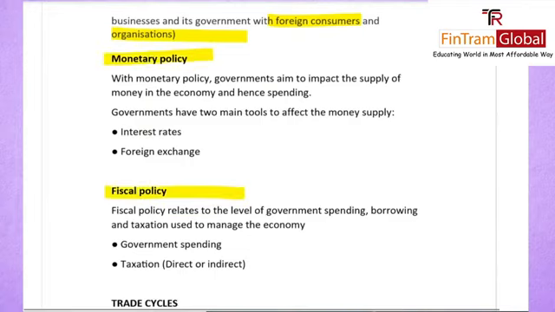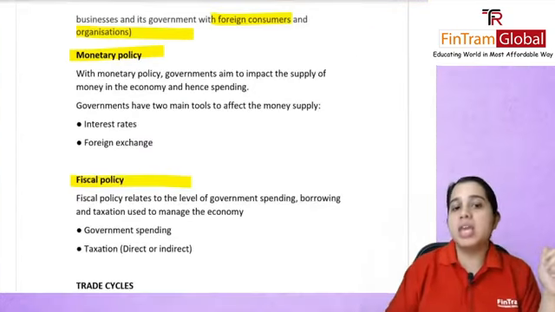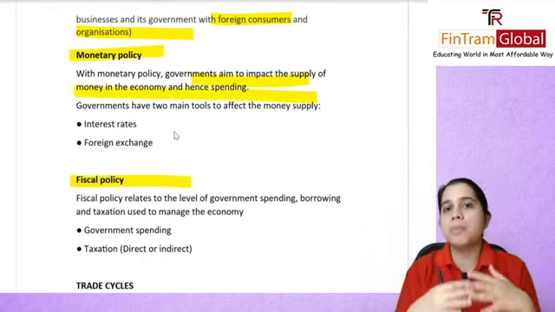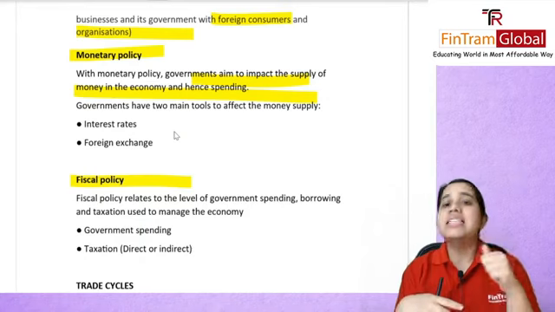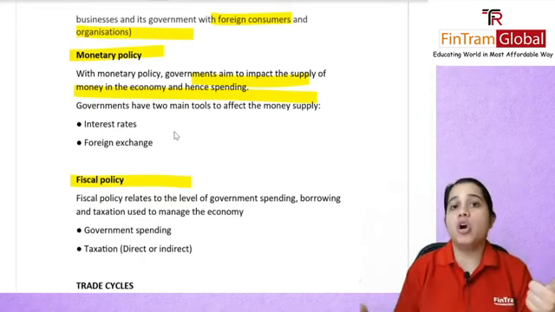Then we talked about monetary policy and fiscal policy. So what was the main difference here? With monetary policy, the government aims to impact the supply of money in the economy, and hence it is going to affect spending. How can the government do that? By interest rates and by foreign exchange.